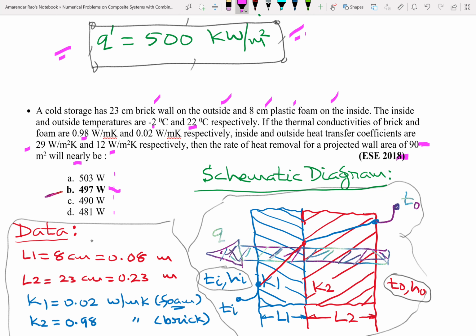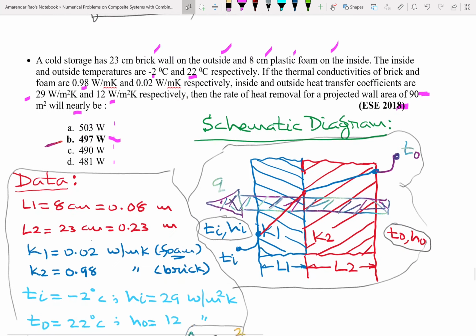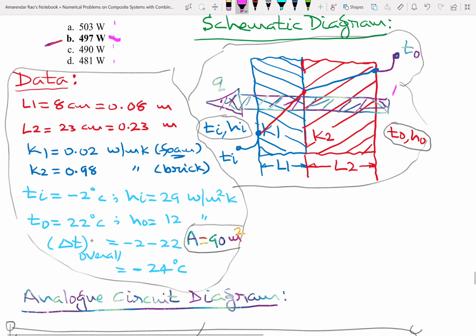And we are going to realize that it is going to be 497 by making simple calculations. Remember, you are removing the heat, that is heat is going away, which means that you are going to get a negative sign. L1 is 8 centimeters, 0.08 meters. L2 is 23 centimeters, 0.23 meters. K1 0.02, that is foam. K2 0.98, that is brick. TA -2, T0 22, HI 29, H0 12 in watts per meter square Kelvin. The delta T overall is -2 minus 22, -24 degrees centigrade. Then the wall area normal to the x direction is 90 meters square.